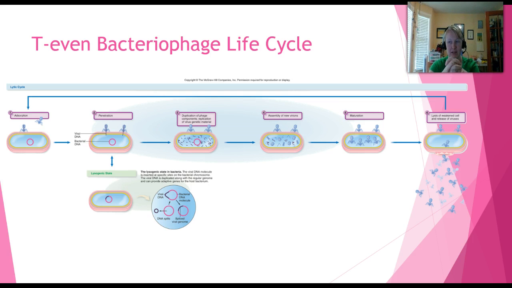Now, in the lysogenic cycle, the viral DNA is inserted into specific sites in the bacterial chromosome, and this viral DNA is duplicated along with the regular genome and can provide adaptive genes for the host. This can actually create new diseases, such as antibiotic resistance, or the production of toxins that can make us sick. So through a viral infection of the bacteria, it can change the bacteria so that it then impacts us as far as human health goes. So it's kind of crazy that way.